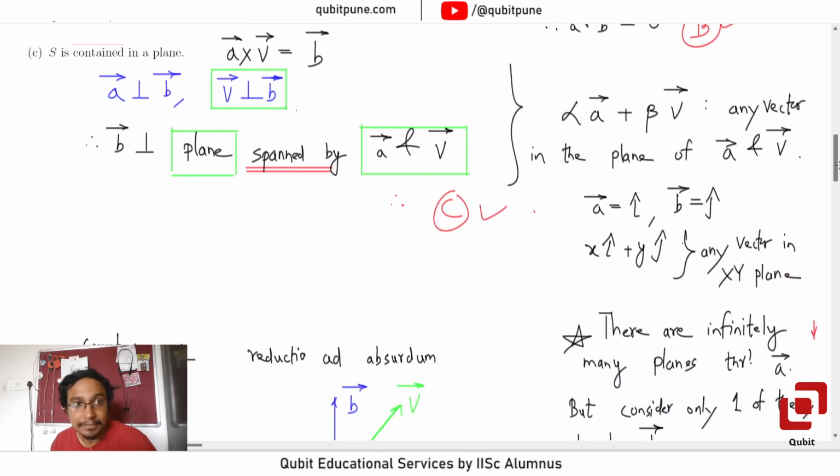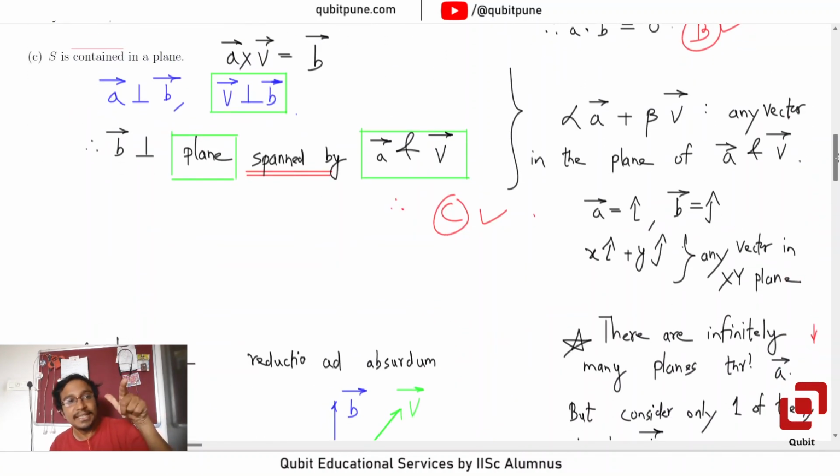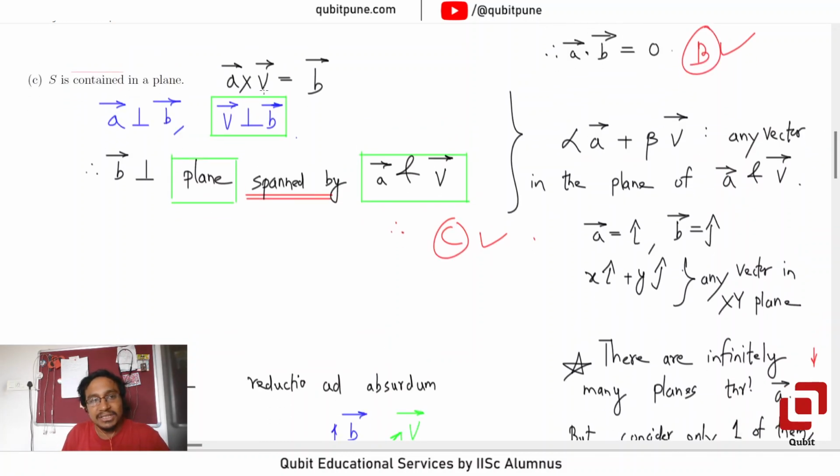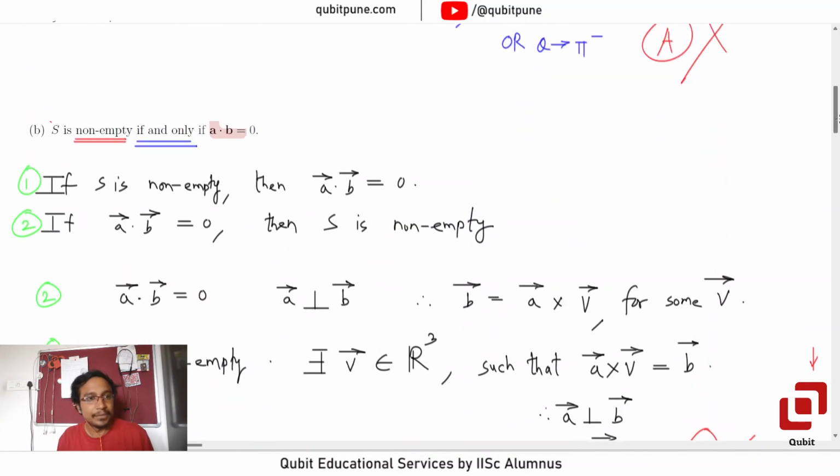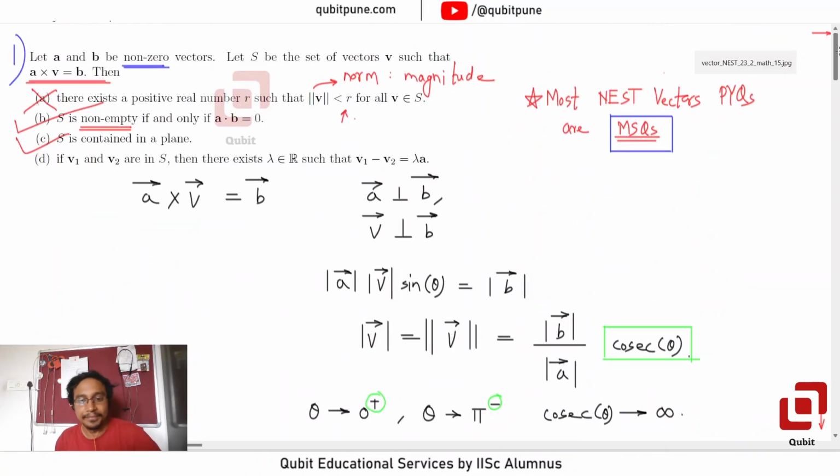S is contained in the plane. Now see, they don't say S is entirely in the plane or S spans the plane. It cannot, because V bar cannot be collinear with A bar, because if it is collinear with A bar, then their cross product will become 0. So it contains all the vectors in that plane which are not collinear with A bar. Okay, now let's go to option D.